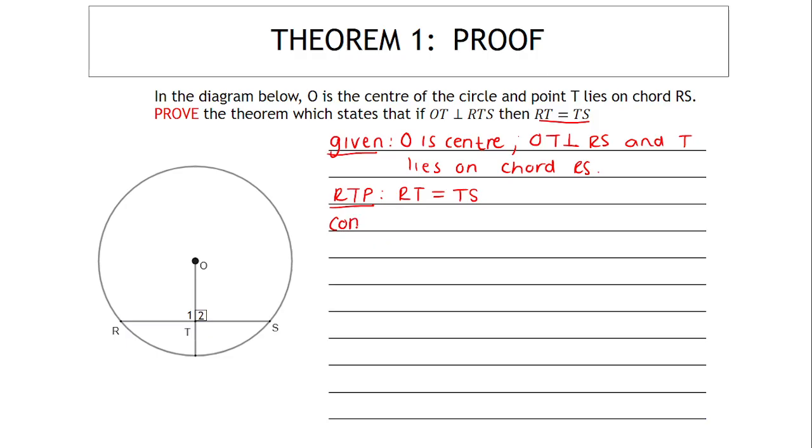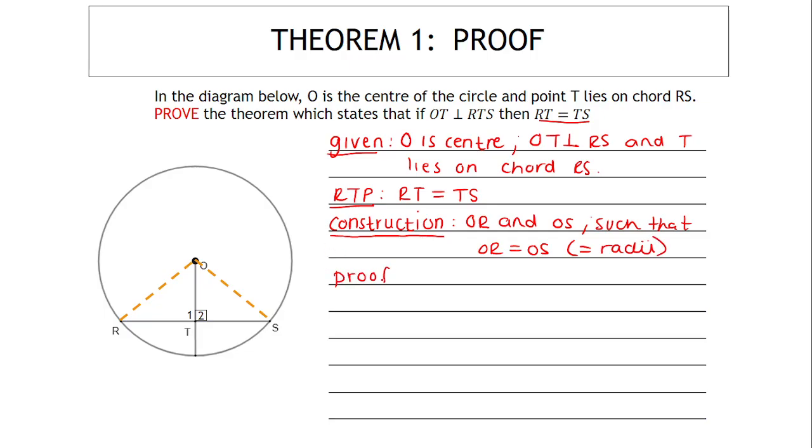Now your construction is the most important part of these questions, because if you don't write it, or if you don't show it on your drawing, whatever you write, you get 0. So just be specific. I'm going to do both. I'm going to construct OR and OS such that OR is equal to OS, because they are equal radii. Great.